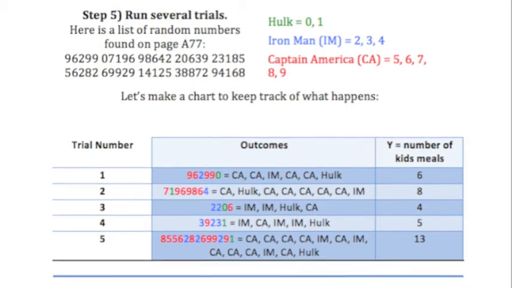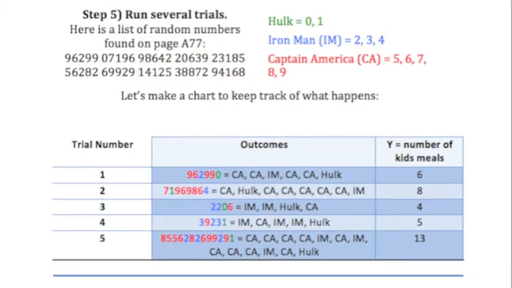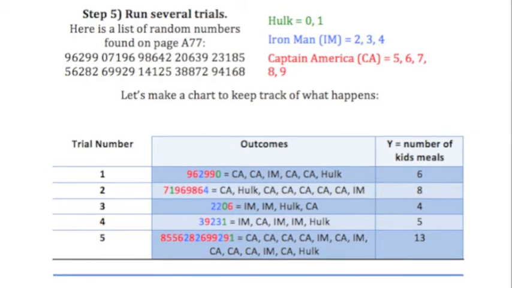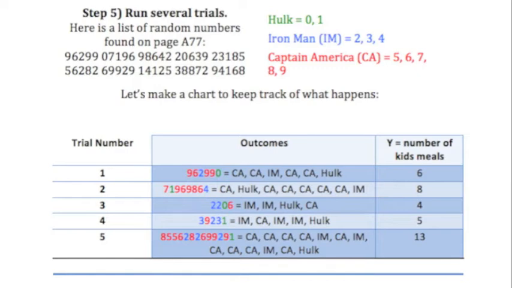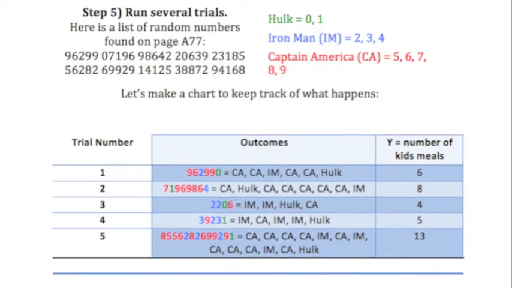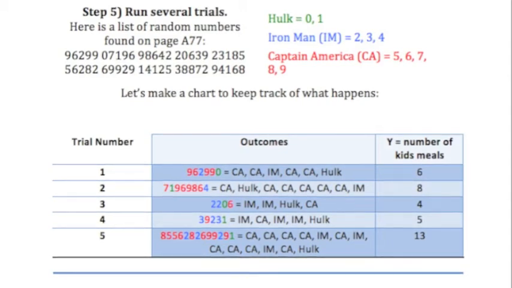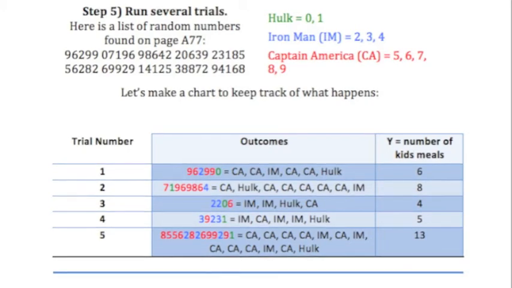First, we select a line of random numbers from page A77. Remember which digits represent each superhero card. For Hulk, 0 and 1 are shown in green. For Iron Man, 2, 3, and 4 are shown in blue, while Captain America's digits are 5, 6, 7, 8, and 9 in red. We need to keep going through the line of numbers until we have every single card. Once you have all 3 cards, write down how many Happy Meals you had to buy in order to get all 3. To organize the data, I used a chart to keep track of what happened.